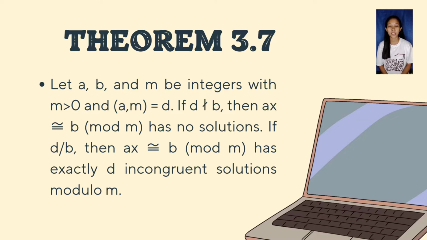They are the same. If d does not divide b, then ax ≡ b (mod m) has no solutions. So if we get the GCD of a and m and then we divide b by it, we get an answer that is a decimal or has a remainder. Therefore, there is no solution. The next one is: if d divides b, then ax ≡ b (mod m) has exactly d incongruent solutions modulo m. So, if d divides b, it has d solutions.